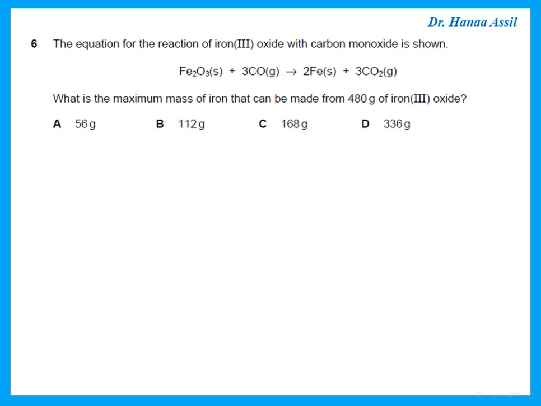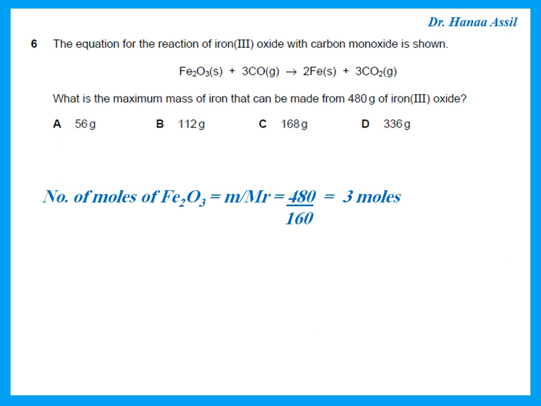The equation for the reaction of iron(III) oxide with carbon monoxide is shown. What is the maximum mass of iron that can be made from 480 grams of iron(III) oxide? So he's starting with 480 grams of iron(III) oxide. So I can get the number of moles, mass over molecular mass. Now, if you calculate the Mr of Fe2O3, it is 160. So that means I have 3 moles.